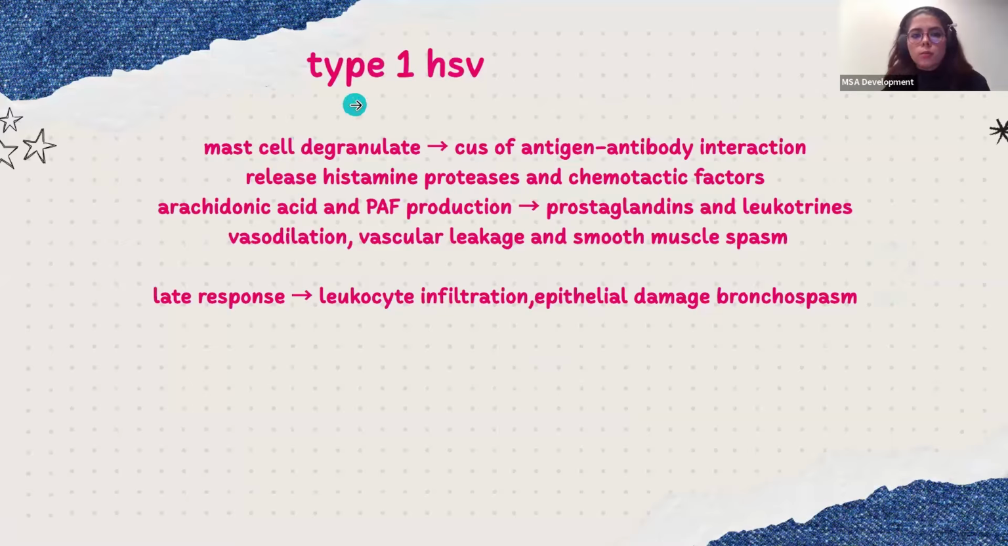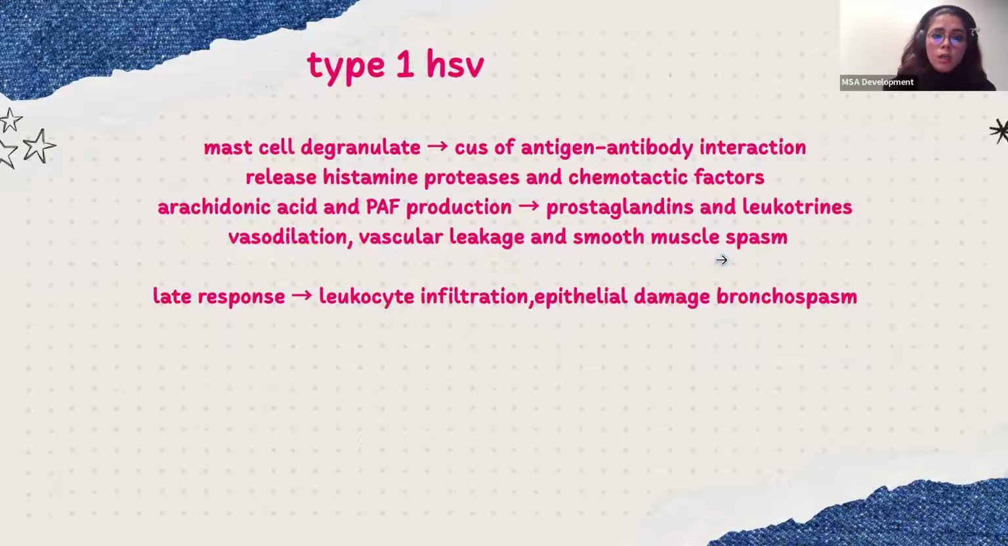Type 1 hypersensitivity response. This wasn't really covered in immuno. I believe it was covered in derma. Could be wrong, but it was covered somewhere, and the doctor did say, "This would be a good question to have." So your mast cells degranulate because there's an antigen-antibody interaction, and the body's like, what the hell is this? I don't know how to deal with this. They release histamine, proteases, chemotactic factors, arachidonic acid, and PAF production. Prostaglandins and leukotrienes are produced, which causes vasodilation, vascular leakage, and smooth muscle spasm.